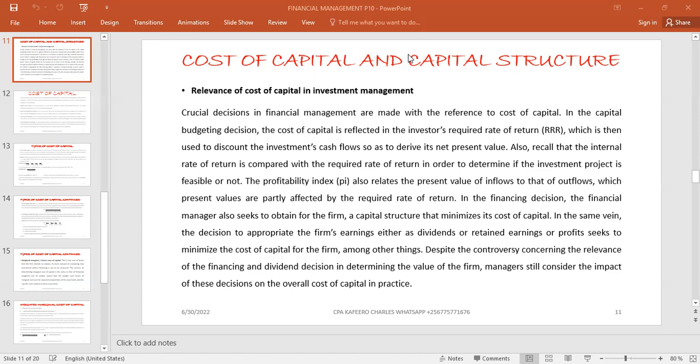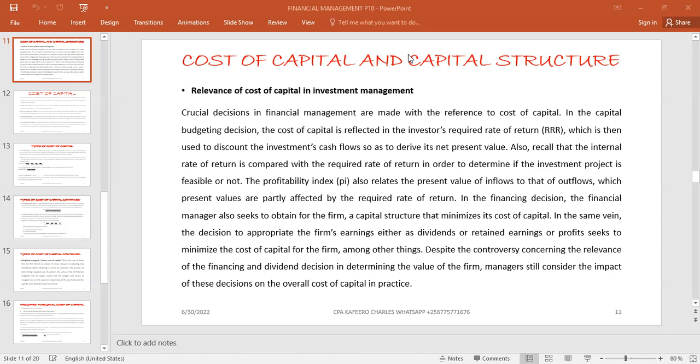The other one, they are saying in the financing decision, the finance manager also seeks to obtain for the firm a capital structure that minimizes its cost of capital. Why are we talking about this cost of capital? It is actually the cost we are incurring for the capital we are getting. So when you are looking at the capital structure, we are looking at one that will have the least cost of capital. That's what we base on when you are looking at the capital structure, because we are trying to minimize the costs.